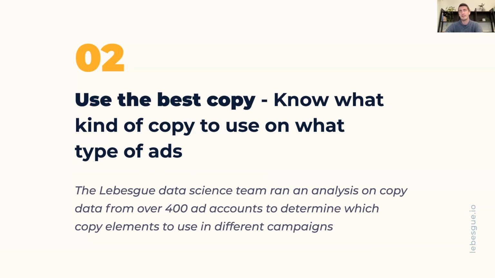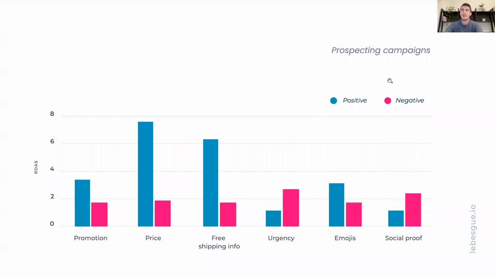To show you what I'm talking about, in prospecting campaigns, we broke down the copy features, so whether a particular ad copy is mentioning promotions, price, free shipping info, any sort of urgency, emoji, and social proof. What we found is that using free shipping info, price, and promotions on prospecting campaigns is going to increase the ROAS of a campaign. But if you're using urgency and social proof in prospecting campaigns, it's actually going to hurt your ROAS.